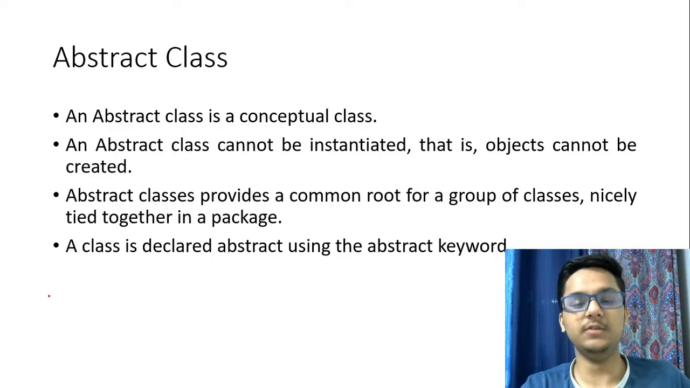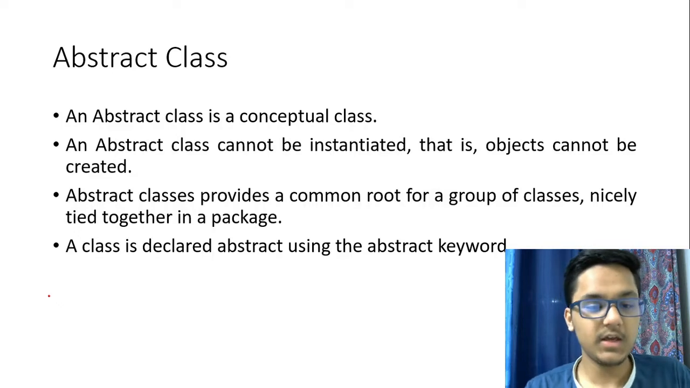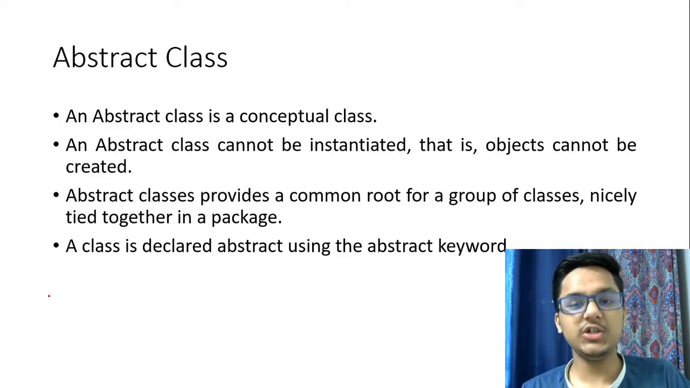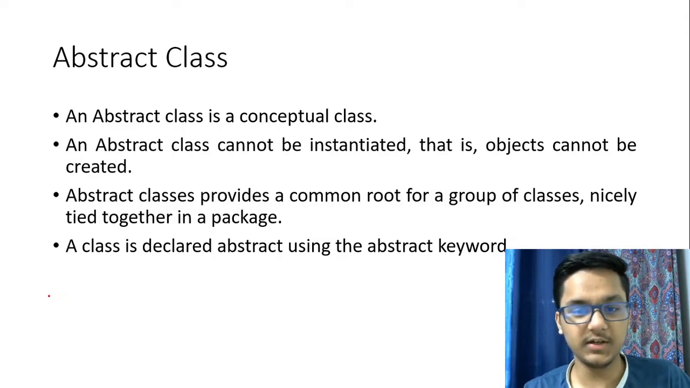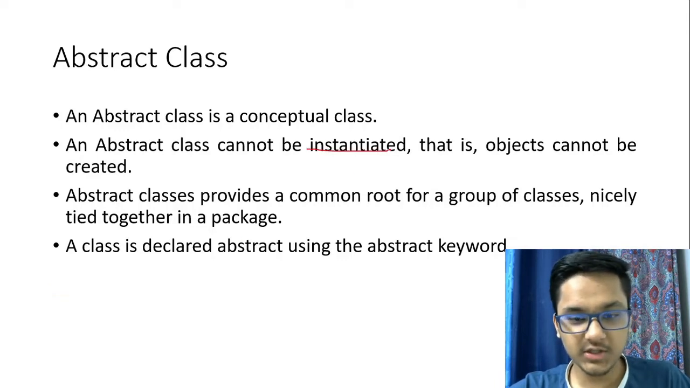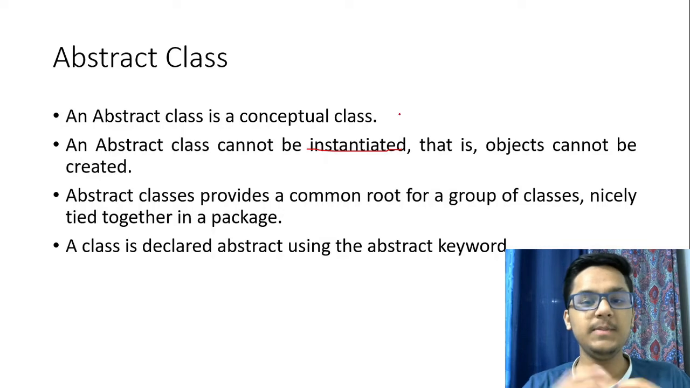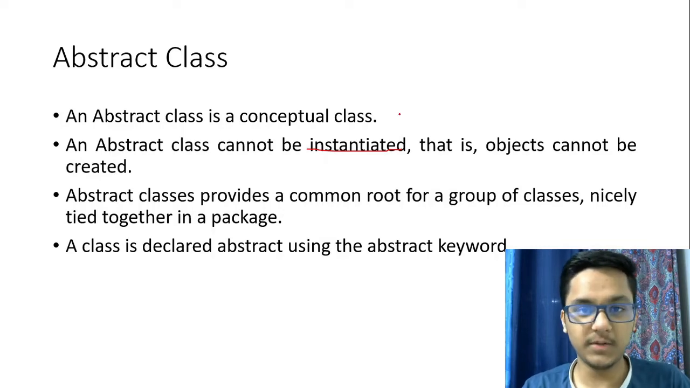What happens when you put the word abstract before a class? An abstract class is essentially a conceptual class. It cannot be instantiated. Now, what does this word instantiated mean? It means that objects cannot be created of that particular class.